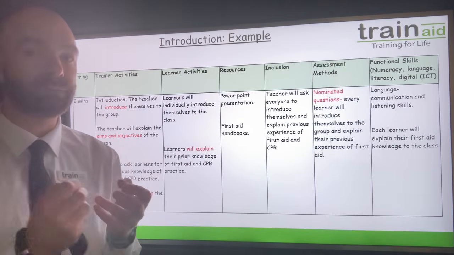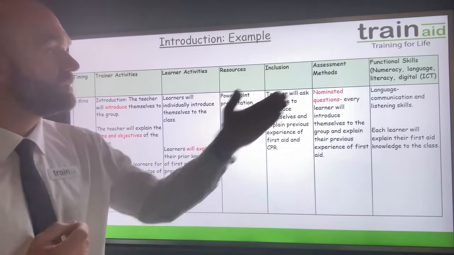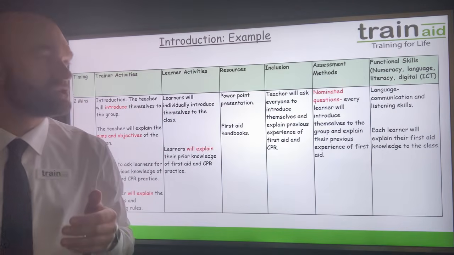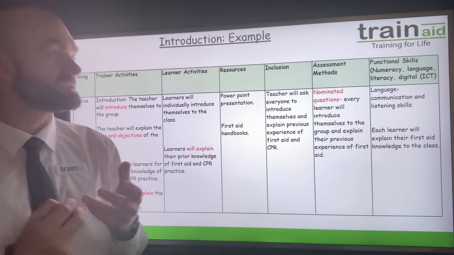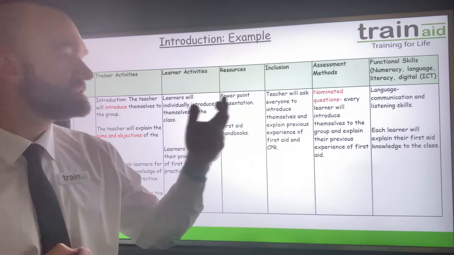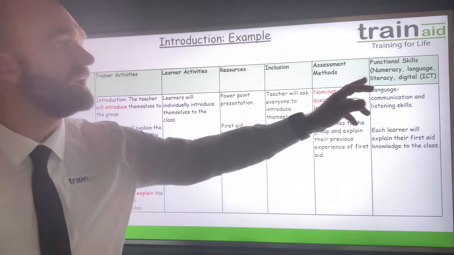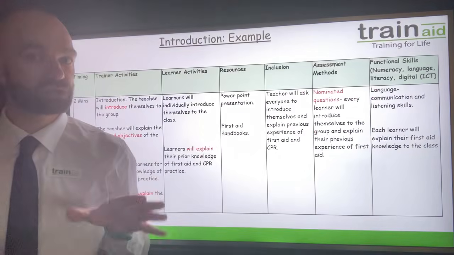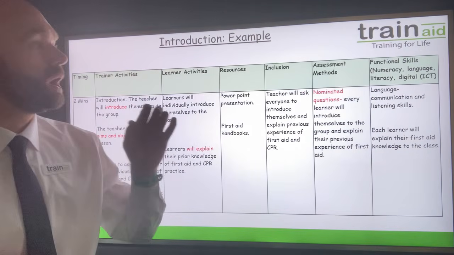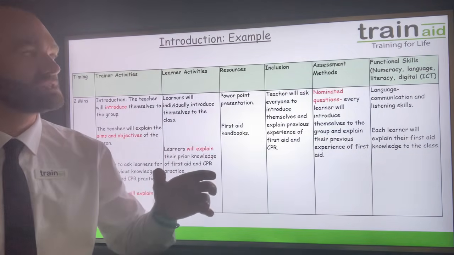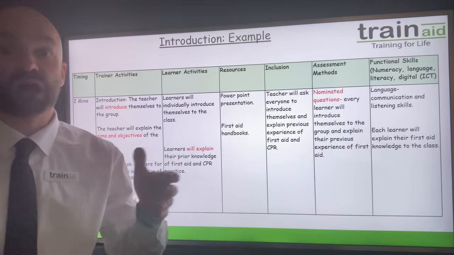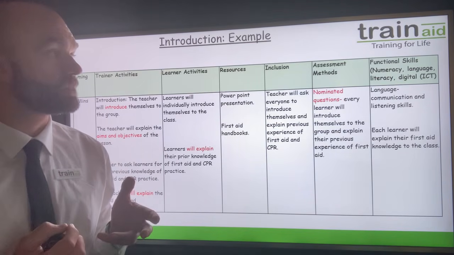You're assessing them, okay? So we have nominated questions. So this here is asking everyone to really find out about their first aid experience. And we have functional skills as well. So functional skills, as we know, are numeracy, language, literacy, and also digital, so ICT skills here as well.